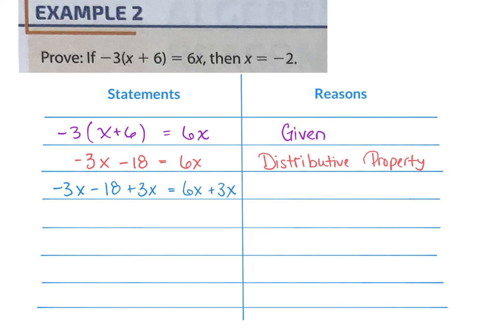Why can I add something to both sides? What property tells me that? The addition property of equality. All right, addition property of equality.